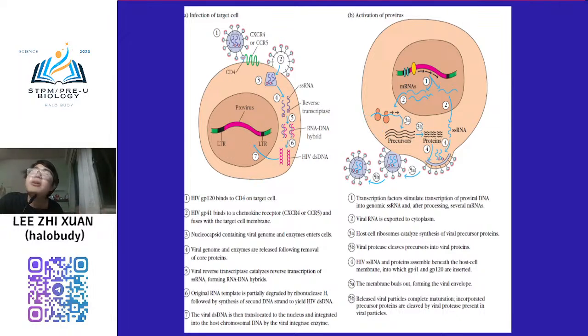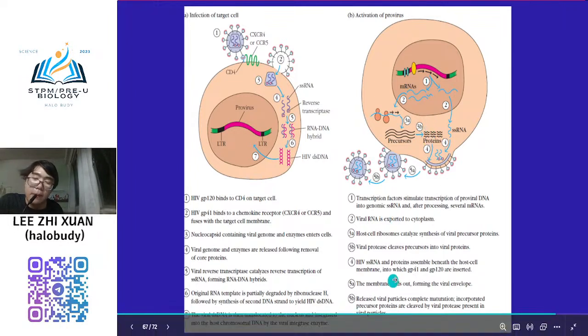Your tRNA pun tak tahu. Oh, ini mRNA kan. Oh, translate lah. So translate to form protein, and this protein is viral protein. Ini viral protein. So this viral protein will assemble together to form the membrane of the cell.